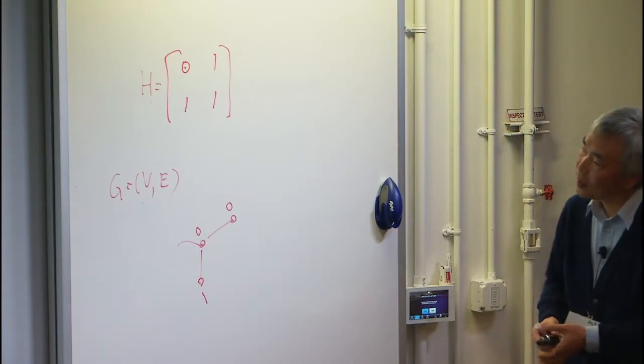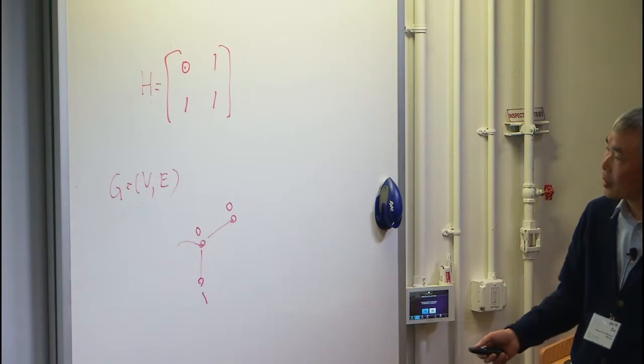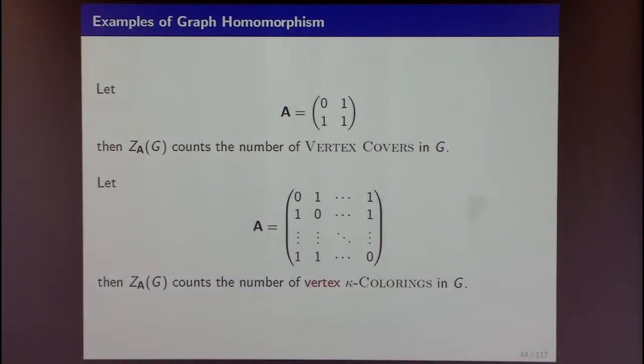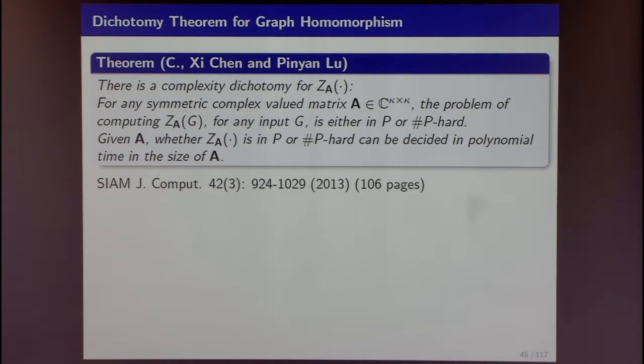So that's vertex cover. And if you take this matrix, then it's the number of vertex colorings. Okay, so this is saying that I allow you to assign any one of the kappa colors for every vertex, provided for every edge, it is not assigned the same on both sides. Okay? So now, for this, we have a dichotomy. This is joint work with Xi Chen and Pinyan Lu. This we worked really, really hard for.